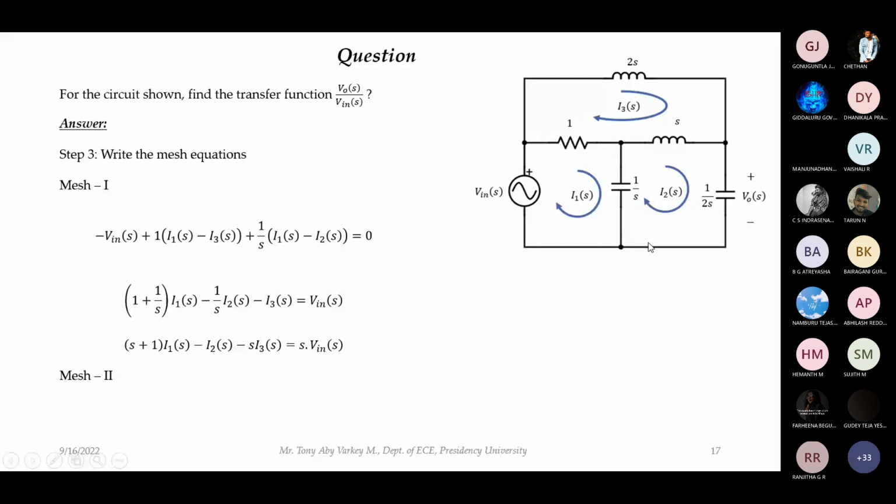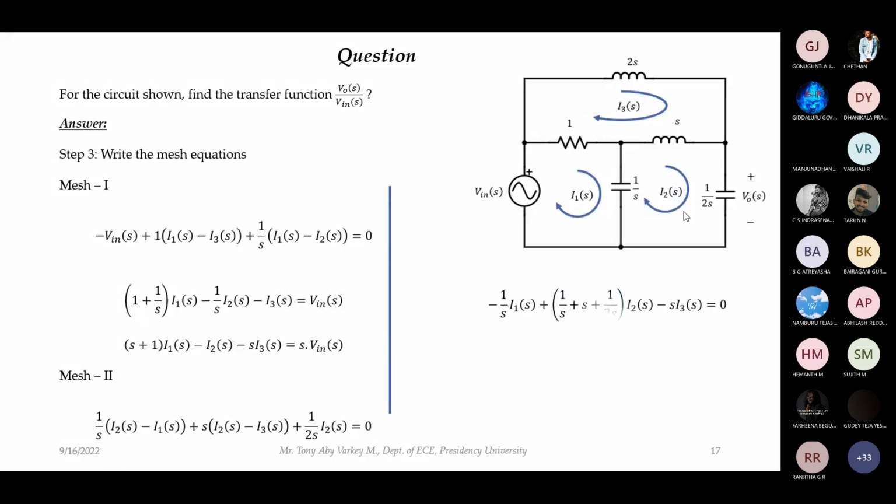The first thing is 1 by s into, now we are considering mesh 2, so 1 by s into I2 minus I1 plus s into I2 minus I3 plus 1 by 2s into I2 of s equal to 0. Again, I'm combining the terms of I1, I2 and I3. So it will become minus 1 by s into I1 of s plus 1 by s plus s plus 1 by 2s into I2 of s minus s into I3 of s equal to 0. I will take the LCM and cancel out everything. You will get like this. Is it okay?